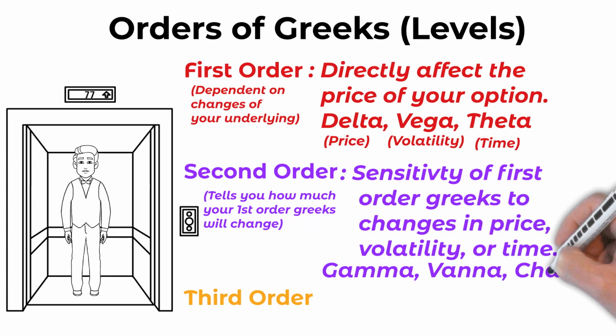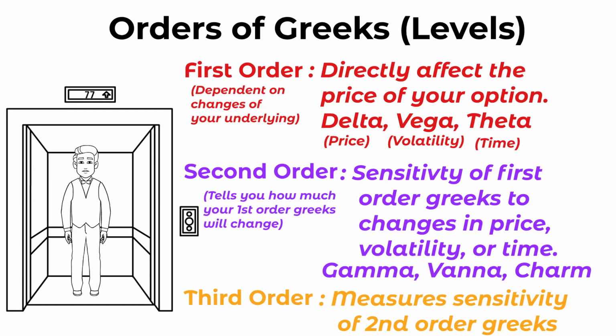Gamma, Vana, Charm, and Voma are all examples of second order Greeks. And your third order Greeks measure the change of the second order Greeks. I'm just going to leave it at that since this video will not be going into third order Greeks.